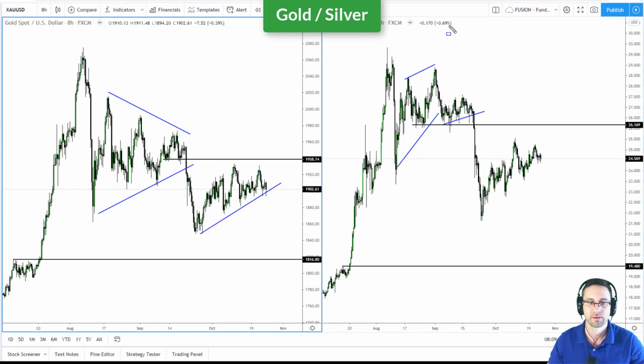Alright, so last up I want to go through the metals, that's gold and silver. I'm going to do both of them on the same screen because they move so similarly. And analyzing them both gives you a bit more of an idea of what might unfold.